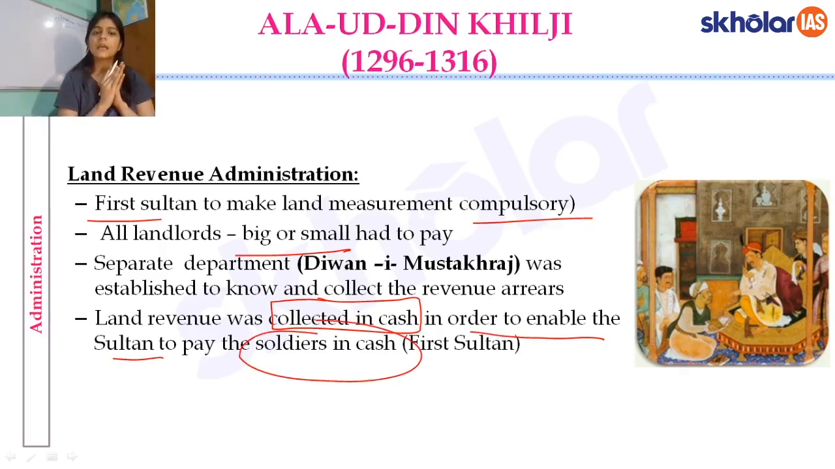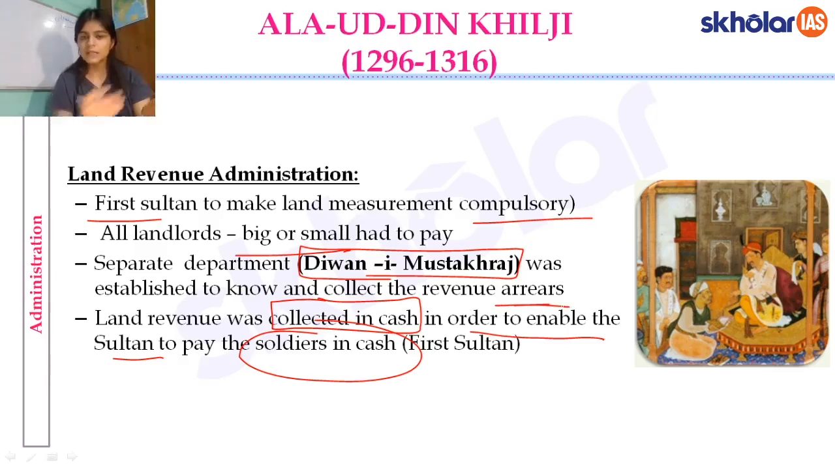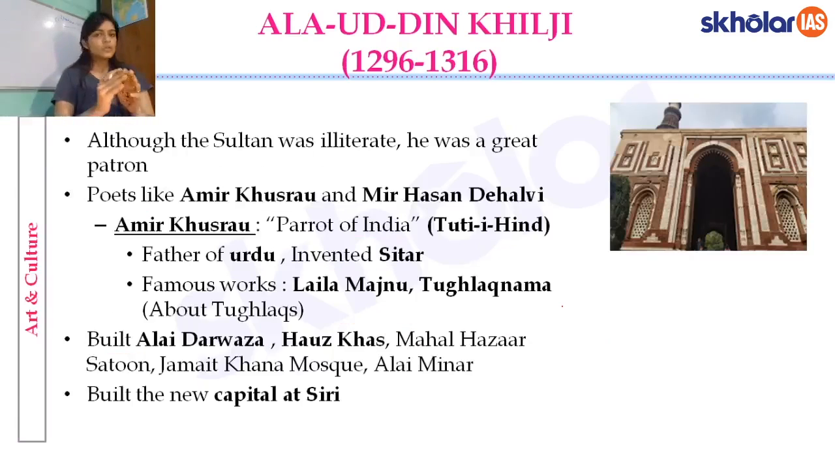Okay. And he set up a different department which was called Diwan-e Mustakhraj, really important. This department was established so as to know the arrears, you understand, so something is pending for someone, somebody hasn't paid. So to keep a track of those revenue collections, a separate department was set up, and this department was called Diwan-e Mustakhraj. It was set up by Alauddin Khilji. So we have discussed his notable reforms: military, market and land revenue administration.